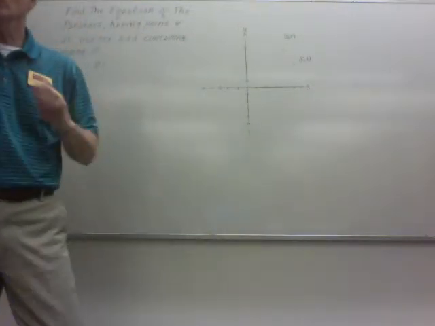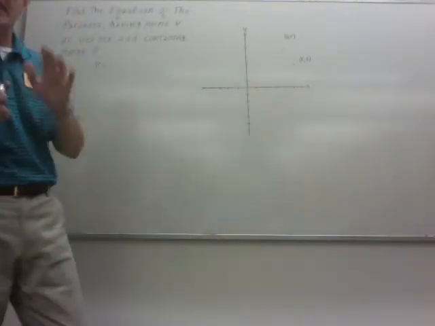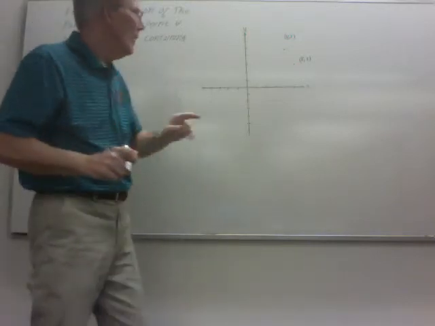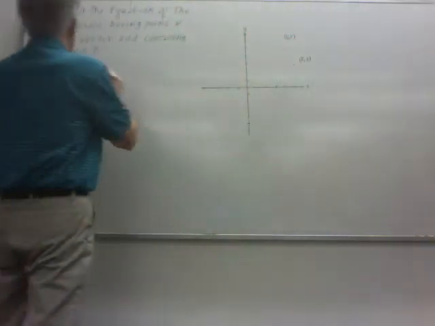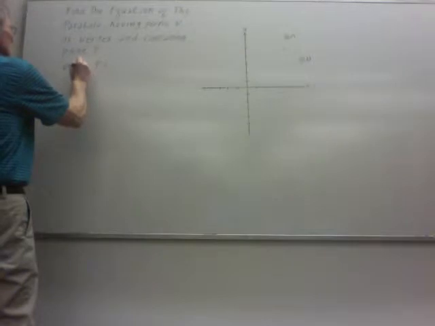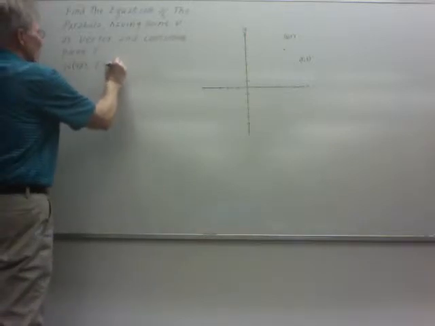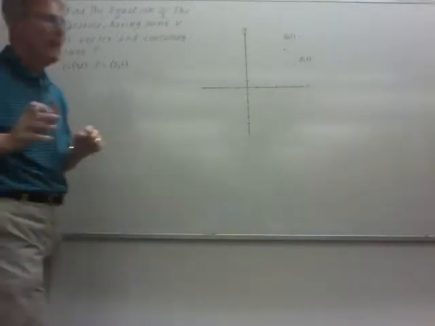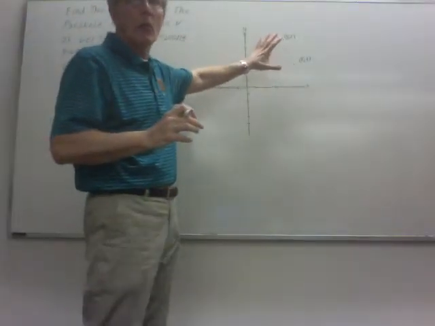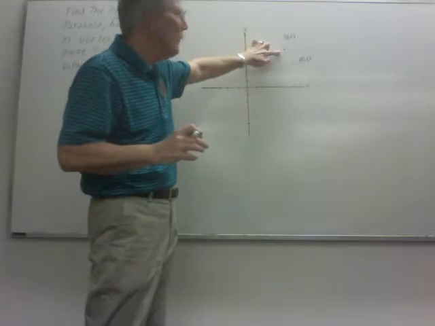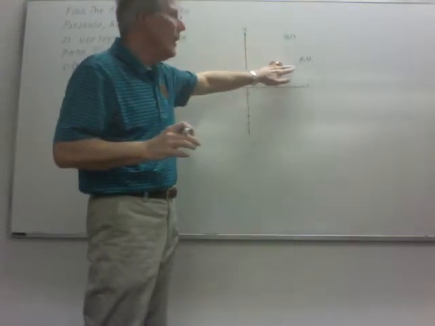What we're going to do in this particular problem is find the equation of the parabola that has a vertex of (4, 5), and somewhere on that parabola is going to be the point (5, 3). If you take a look at the points that I have here, here's my vertex (4, 5). Here's my point (5, 3).